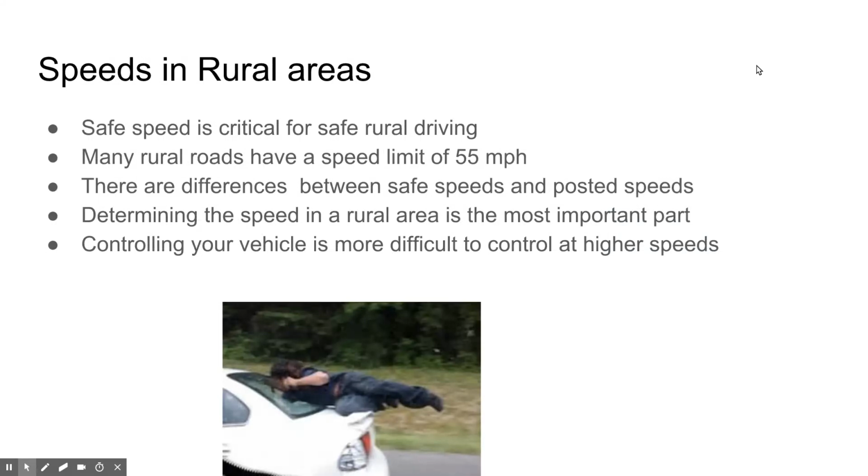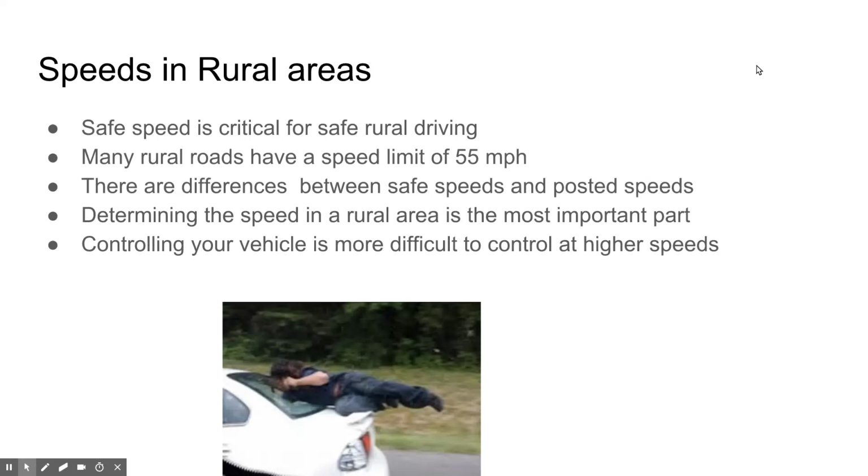Speeds. Speeds are critical for safe rural driving. Many of the roads have a speed limit of 55. If you think about the roads for the United States, the law is 65, but in rural areas, most of them will have a speed limit of 55, depending on the size of the road. There is a difference between safe speeds and posted speeds. Posted speeds are the legal limit, but safe speeds depend on the condition of the vehicle or of the road at that time. So make sure you understand safe speeds are different than posted speeds.